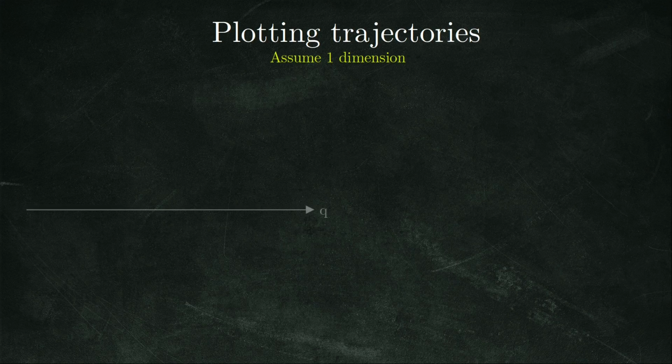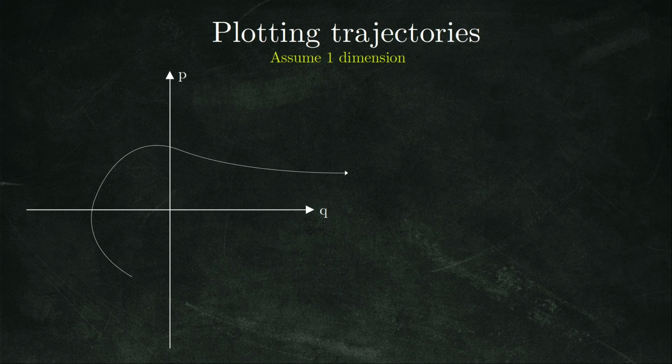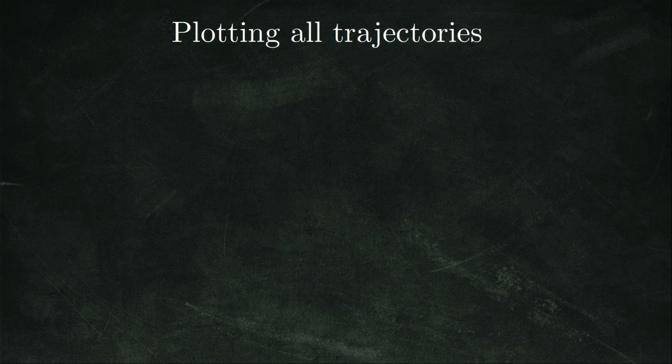So we have our set of coordinates as one axis, our set of momentum as the other axis, and then we can plot our trajectory on this in the same way we would plot any other graph. So this line here represents how the system evolves over time. Okay, that's all well and good if we want to plot just one or two different trajectories. But we can find a way to characterize all trajectories through phase space.